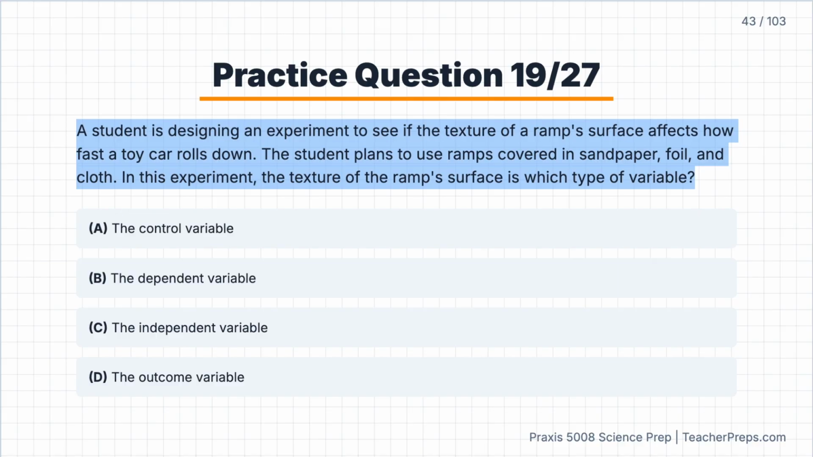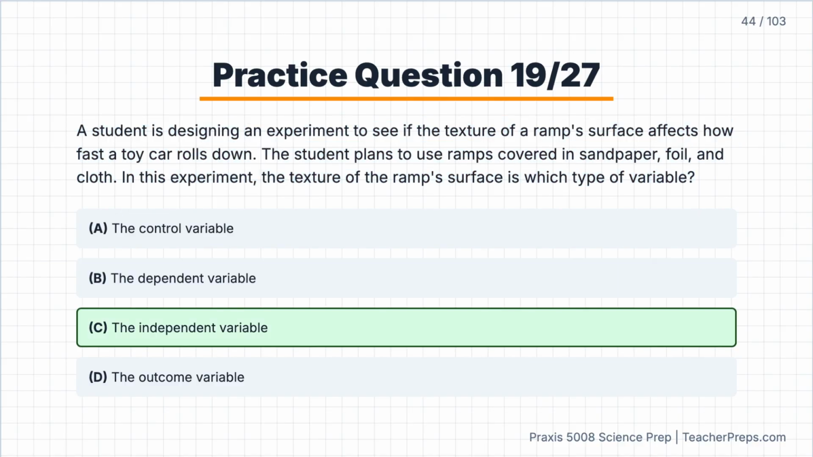All right, here we go. It is the independent variable. Remember, the independent variable is the one that the experimenter intentionally changes to see what effect it has.